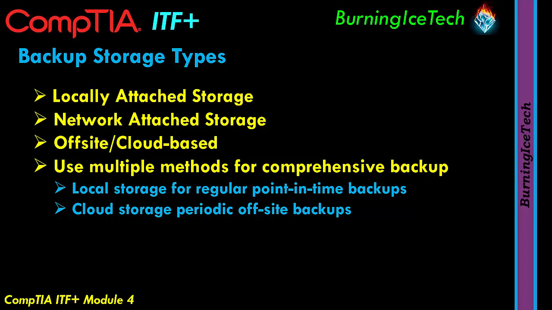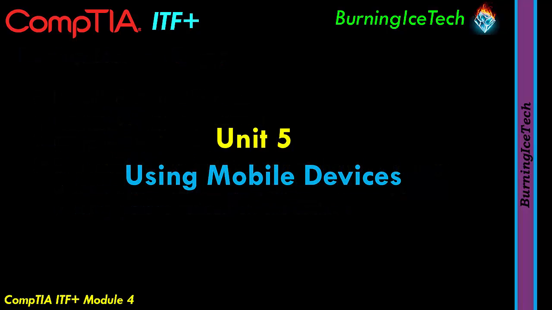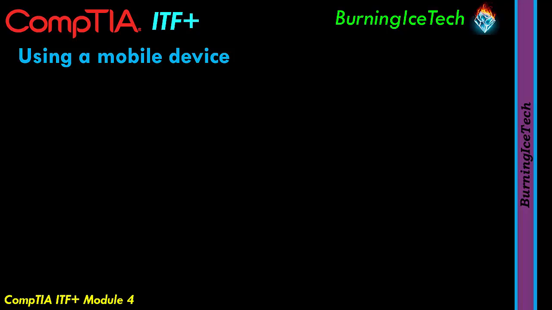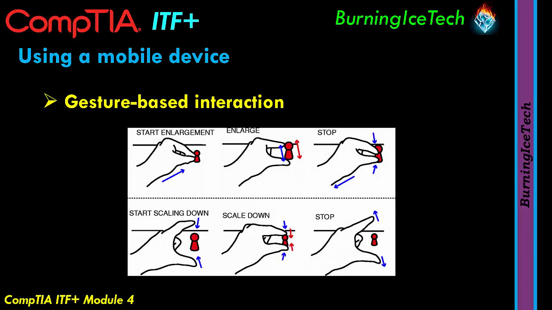All right, guys, so on that note, let's move on to the last unit in this module, which is Unit 5, using mobile devices. When it comes to using your average mobile device these days, pretty much all of them, you would have noticed, are touchscreen. So if you want to interact with it, you're going to have to use some sort of gesture-based interactions. You're going to have to slide your finger across the screen of this device. You're going to have to pinch or spread your fingers across to zoom in and out. That's basically an example of gesture-based interaction.